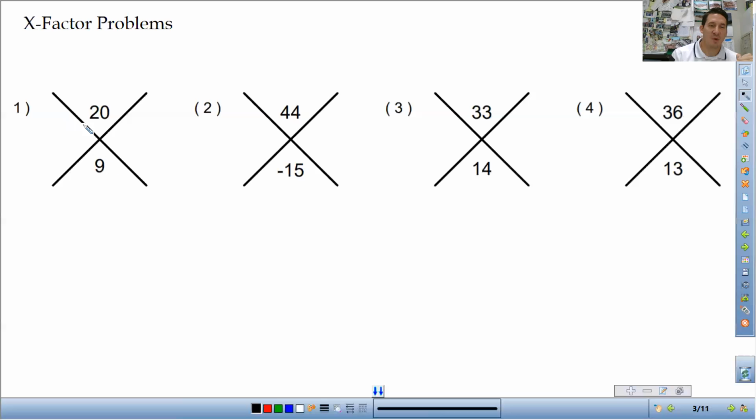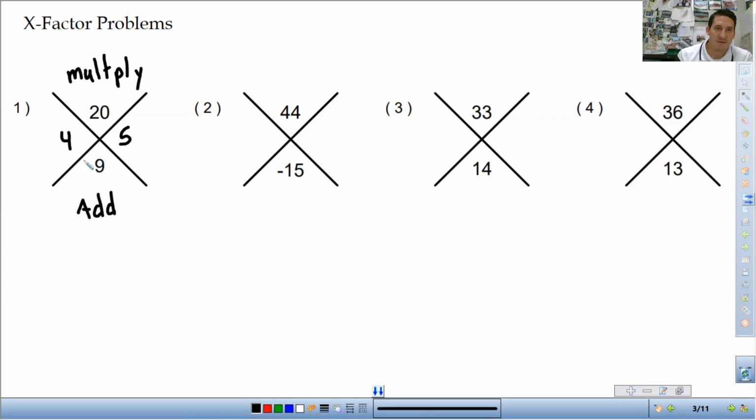So you're going to have these problems, these X's. The number on the top, you want to multiply to get, and the number on the bottom, you want to add to get. And so we're going to fill out the sides. What two numbers do we multiply together to get 20 and add to get 9? That would be 4 and 5. 4 times 5 is 20. 4 plus 5 is 9.